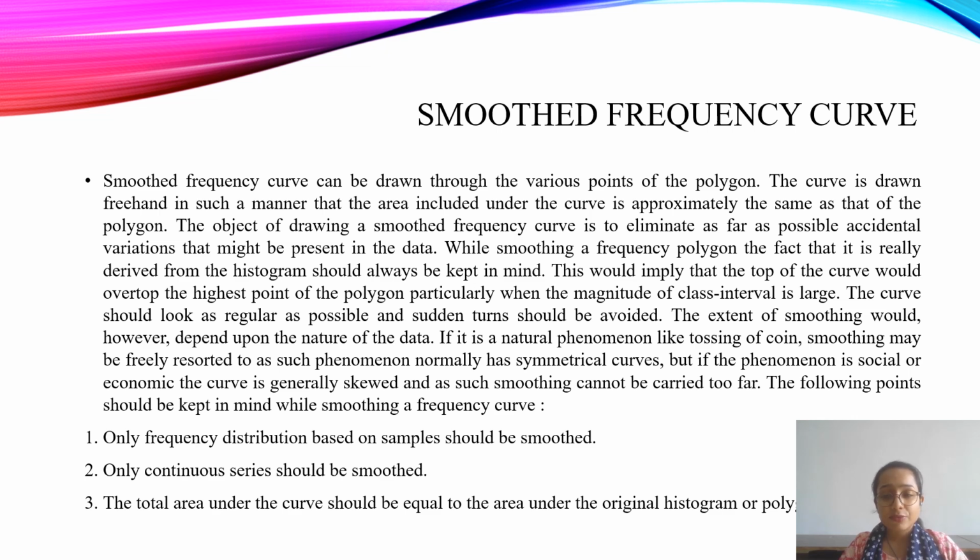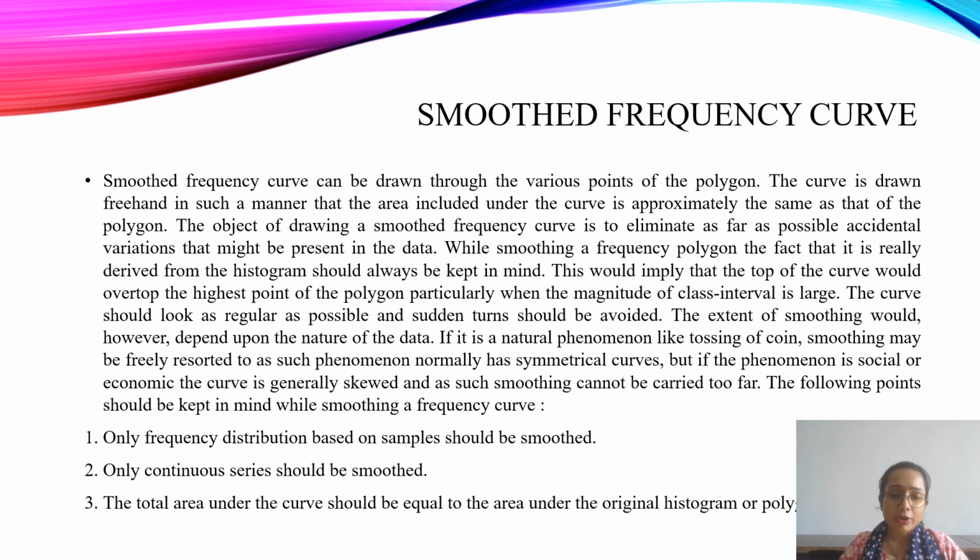The extent of smoothing would, however, depend upon the nature of the data. If it is a natural phenomenon like tossing of a coin, smoothing may be freely resorted to, as such phenomena normally have symmetrical curves. But if the phenomenon is social or economic, the curve is generally skewed, and as such smoothing cannot be carried too far.